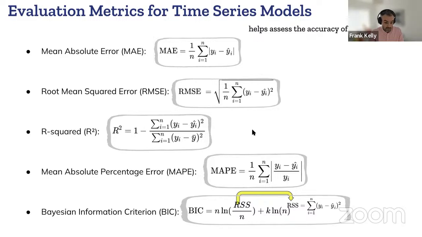The Bayesian information criterion is another metric, not necessarily used directly for comparing the outputs of the model, but you can use it to compare different models. So what it will tell you is the relative quality of a statistical model, balancing the goodness of fit with the model complexity and avoiding overfitting. So a lower Bayesian information criterion indicates a better model fit with appropriate model complexity. And that's the formula there.